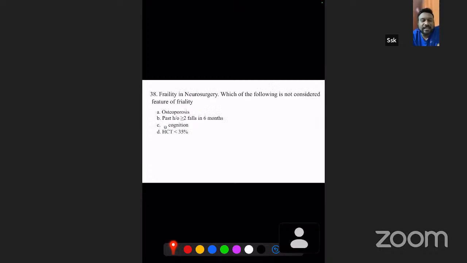Frailty in neurosurgery. This is a new question. Frailty in neurosurgery is actually a very new concept. Which of the following is not considered a feature of frailty? This is actually a general concept. Frailty means a patient is very much dependent on something, and it need not be related to a low hematocrit level. It could be osteoporosis, it could be past history of more than 2 falls in 6 months, it could be decreased cognition, but it has nothing to do with a low hematocrit.